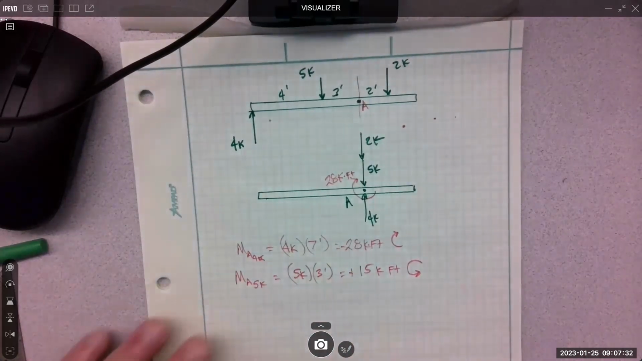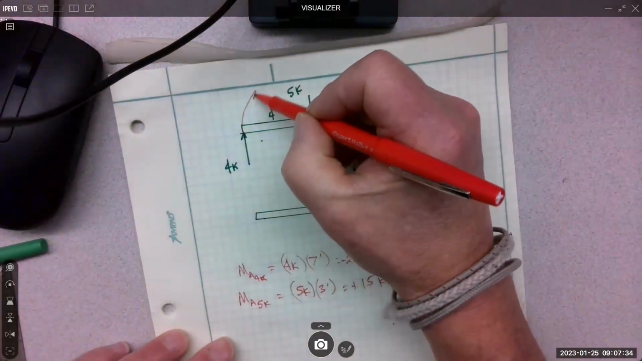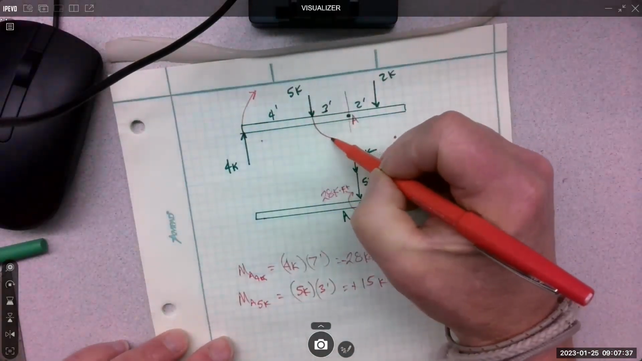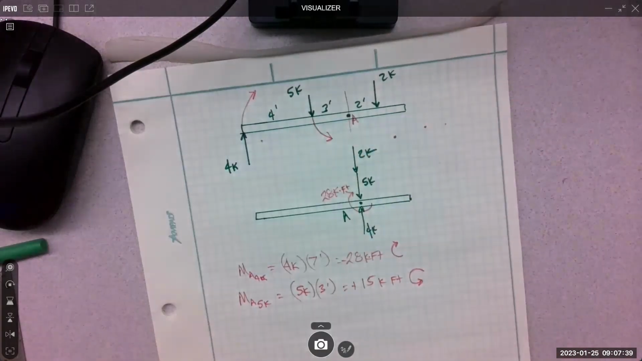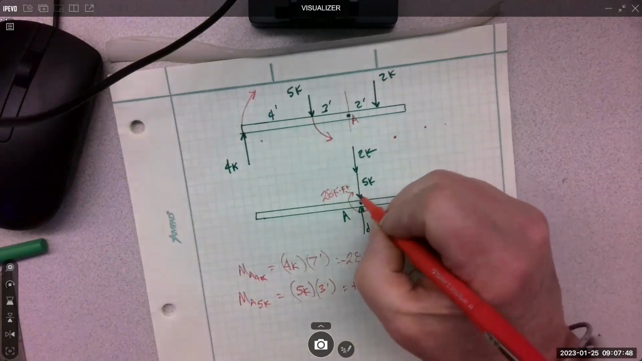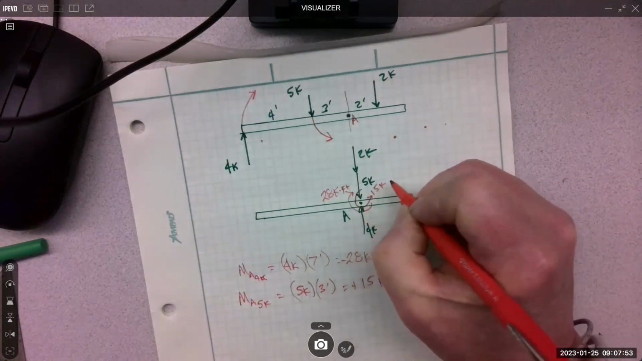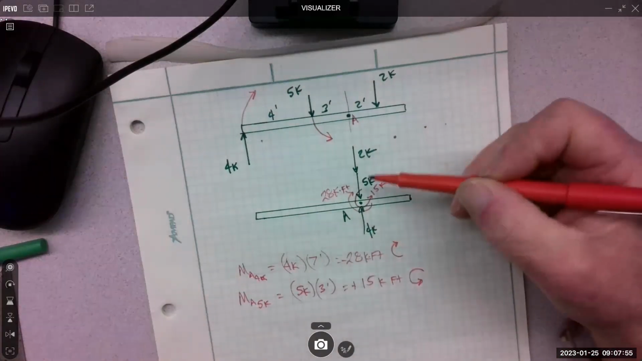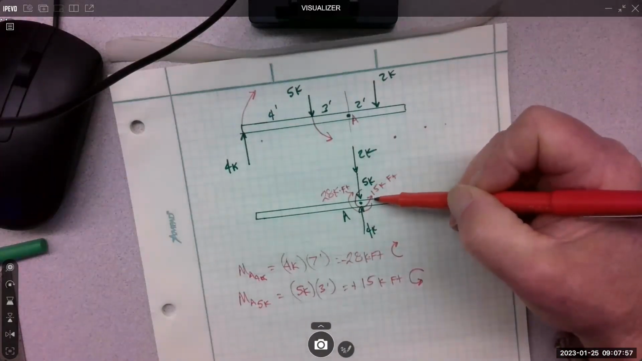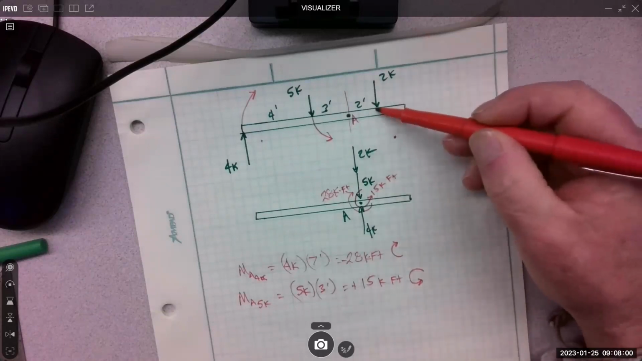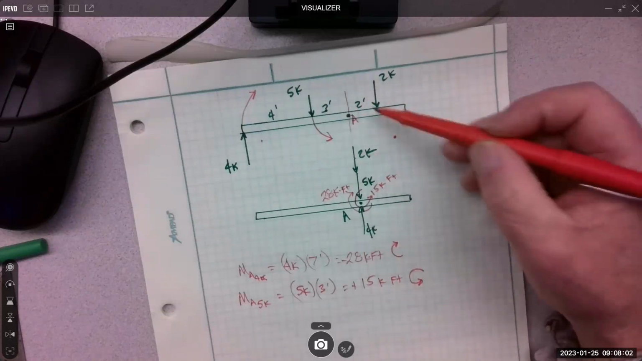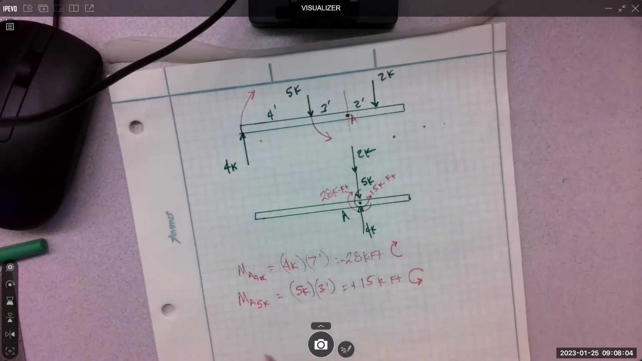And I can draw those rotations up here if that's helpful. You have to remember where our position is. We are at A. So that 15, that also comes in here. If I move the 5K over, I got to bring the 15. If I'm going to move the 2K over to A, I've got to bring its rotation with it.